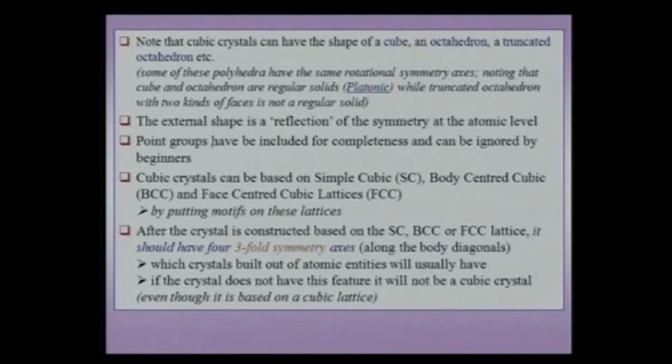If you find it uncomfortable to work with point groups, please ignore them at this stage, but remember that point group symmetry is nothing but a combination of some of the symmetry elements. Cubic crystals can be based on the simple cubic, body centered cubic, or face centered cubic lattices by putting motifs on these lattices. After the crystal is constructed based on these lattices, it should still have a threefold symmetry if it has to come under the cubic class, which usually crystals made of single atomic entities have. We have also seen that if a crystal does not have this feature, it is not logical to classify it under the cubic class.